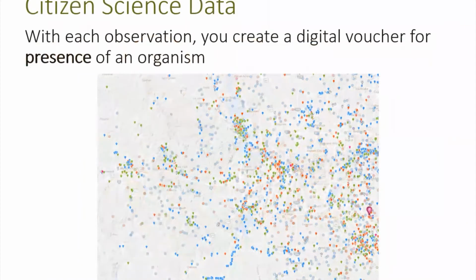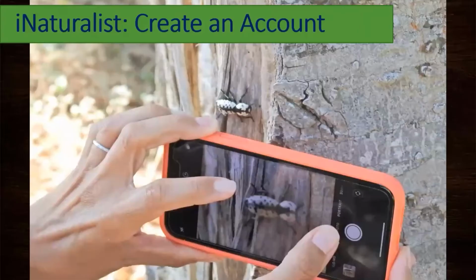And so every time you take a picture, you're creating this digital voucher, a dot on a map. So you're recording the presence of that species at that date and time, right? So that's what the map's going to look like on your observations. There's little dots all over the place. And the different colors, by the way, refer to different taxa groups. So birds, reptiles, amphibians, that kind of thing.